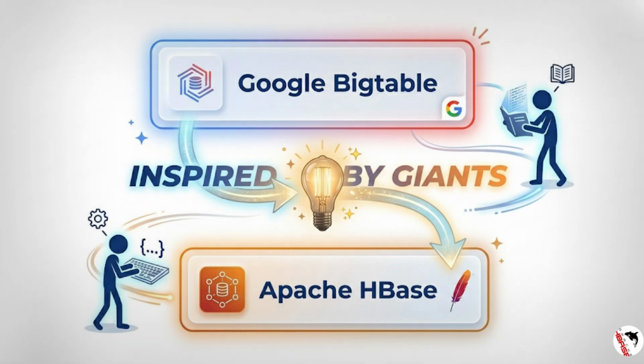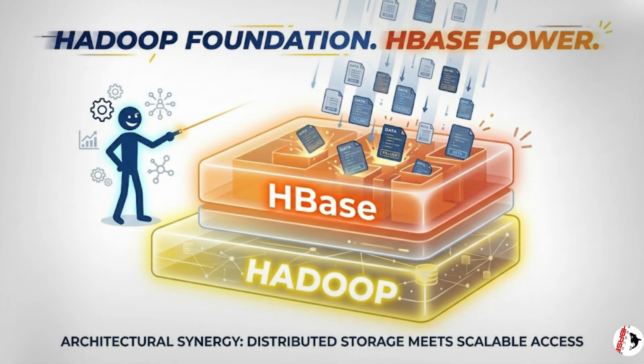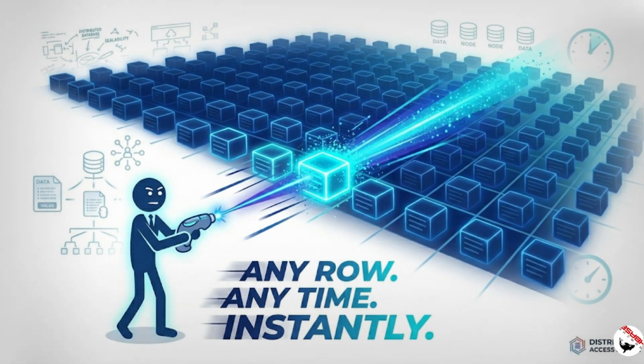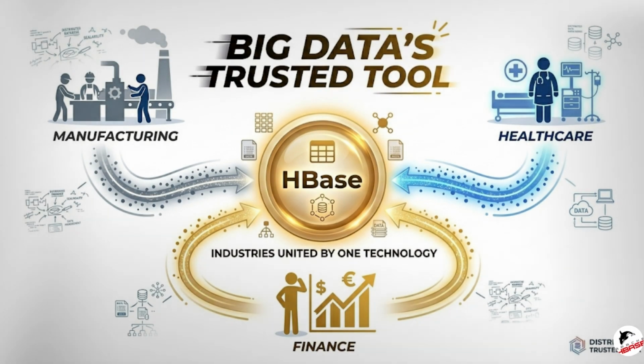Apache HBase. Apache HBase was inspired by Google's Bigtable system. Built on top of the Hadoop ecosystem, it provides scalable storage for huge datasets. HBase is commonly used when organizations need random, real-time access to data stored across large distributed environments. It became popular in industries dealing with big data processing and analytics.